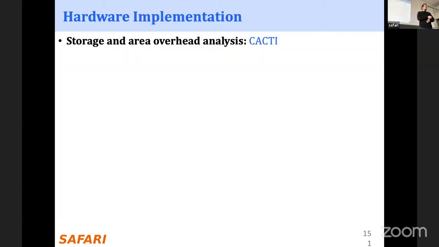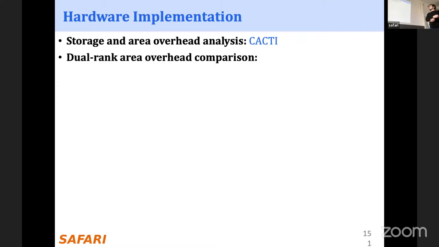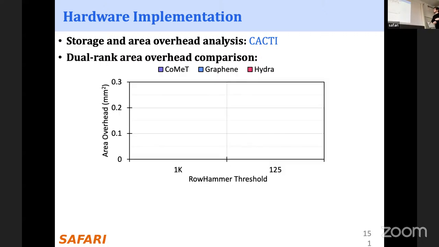Now, I won't go into the details of the mechanism and the drawbacks of each counter array, but I'll talk about the area overhead analysis. We will see the area overheads of three mechanisms. One is CoMeT, the other one is Graphene, and Hydra is a very low cost mechanism that belongs to the third category. It's sharing some counters across the rows.